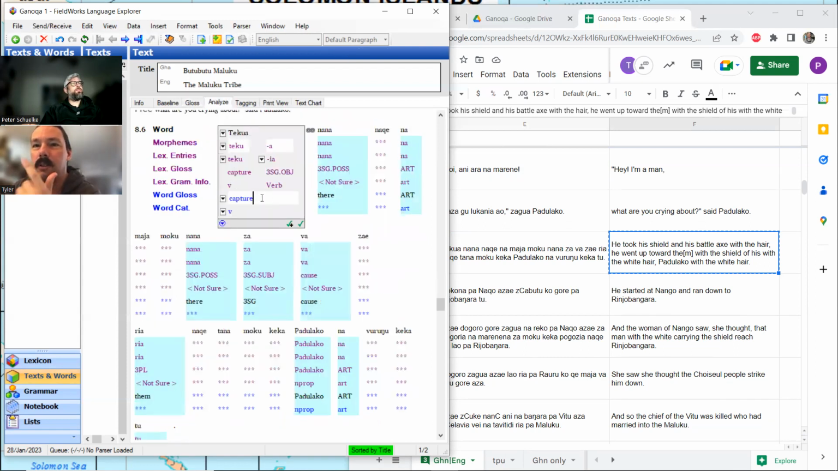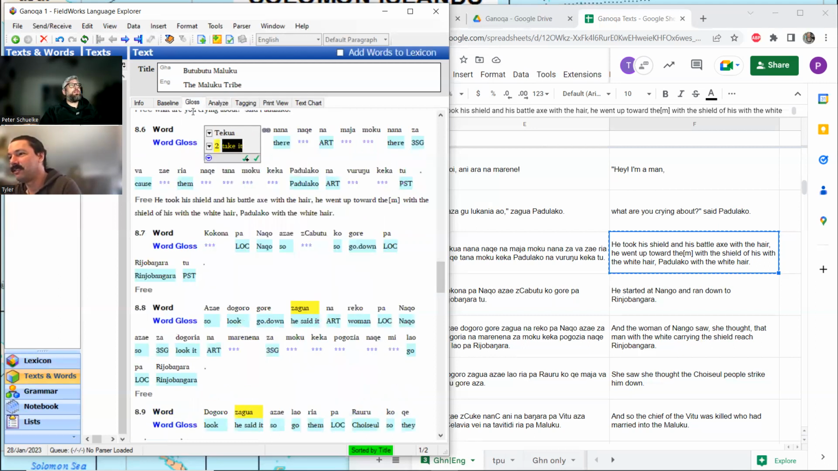No, it's not necessarily. No, there you go. Should be Tekuya. Capture it instead of capture. Let's say here. Let's say took it. I'm gonna say take it. Oop. I can't spell this morning. Take it. Go back to gloss.